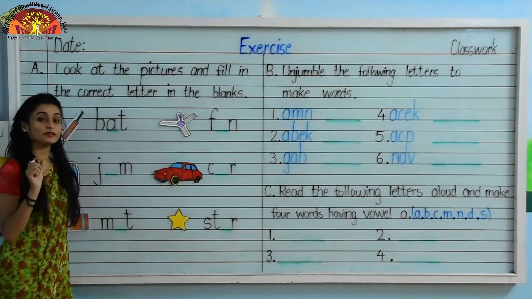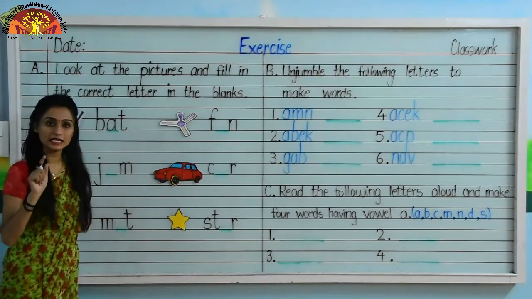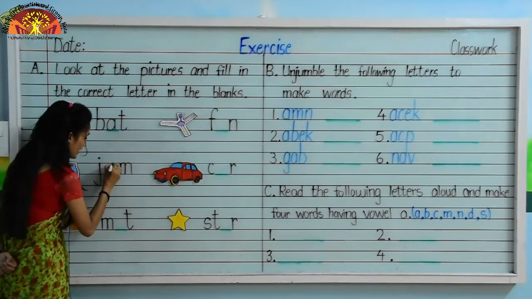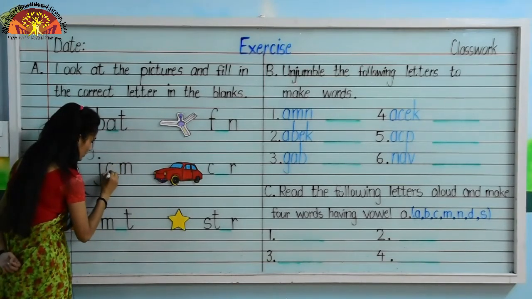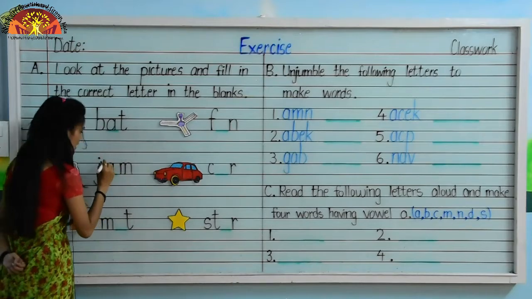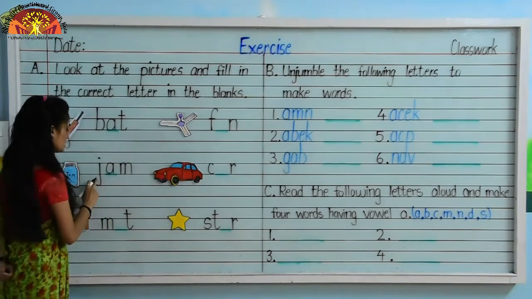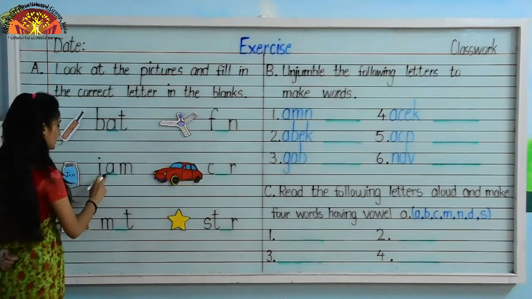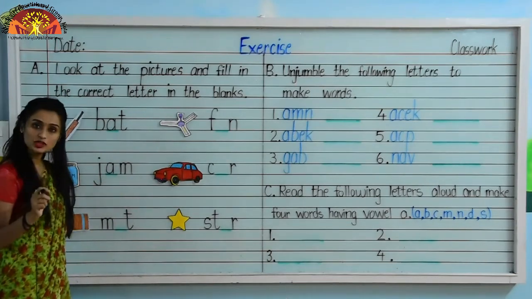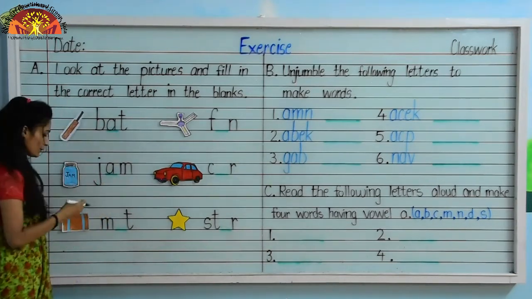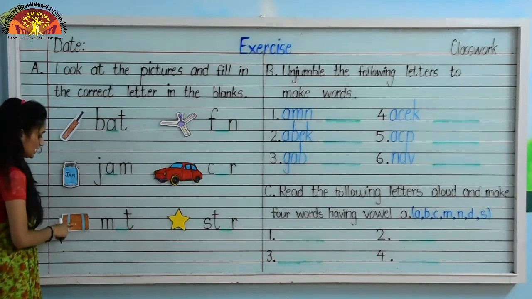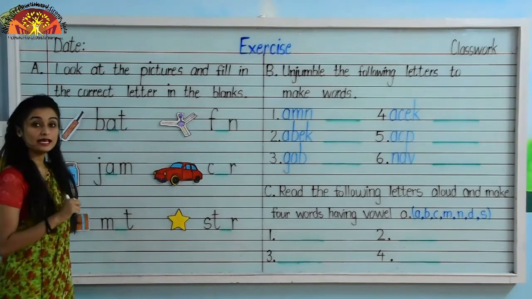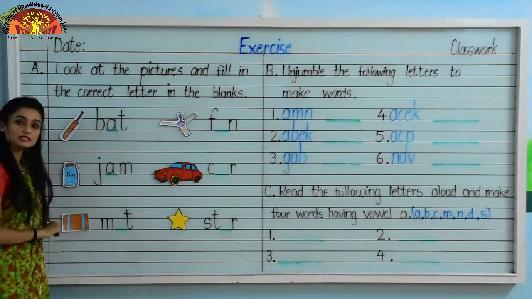What do we have to write? We have to write the letter A. So we will write letter A over here like this, and our spelling is J-A-M. Jam. Very good. Now come on to the next picture kids. Tell me first which picture is this?